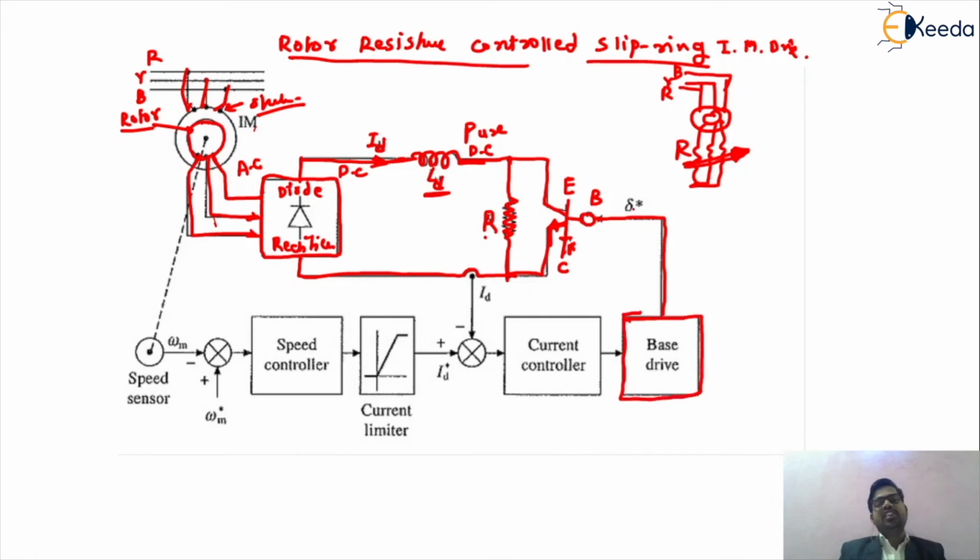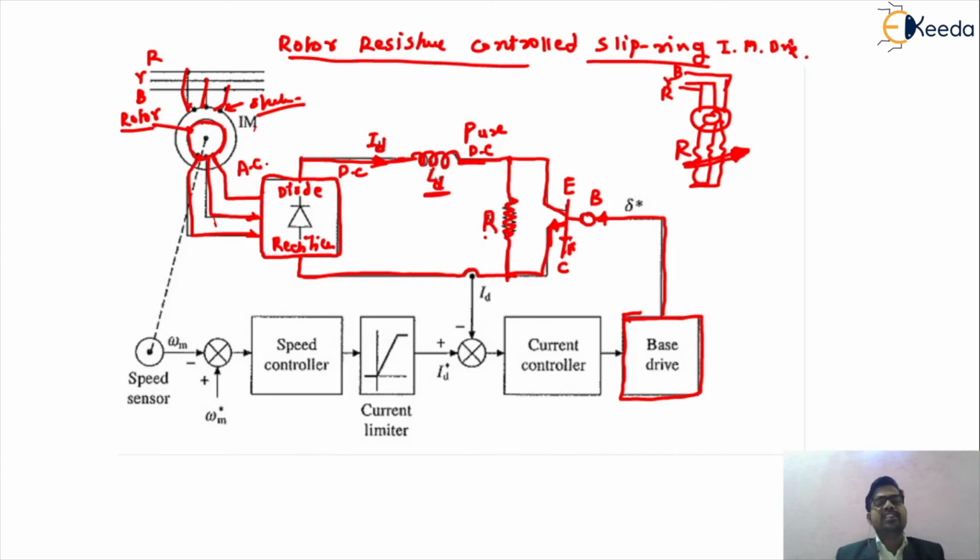So while we are changing the value of this base terminal, we can change the value of resistance. While we are changing the value of resistance, we can change the speed control of that particular rotor circuit of your induction motor. So this is called the rotor resistance controlled slip ring induction motor drive.